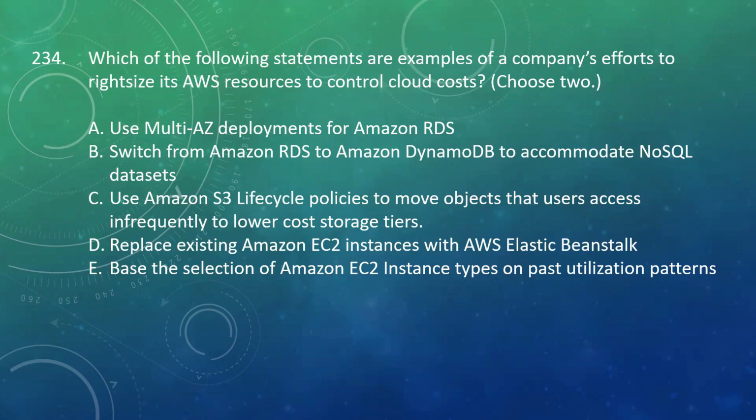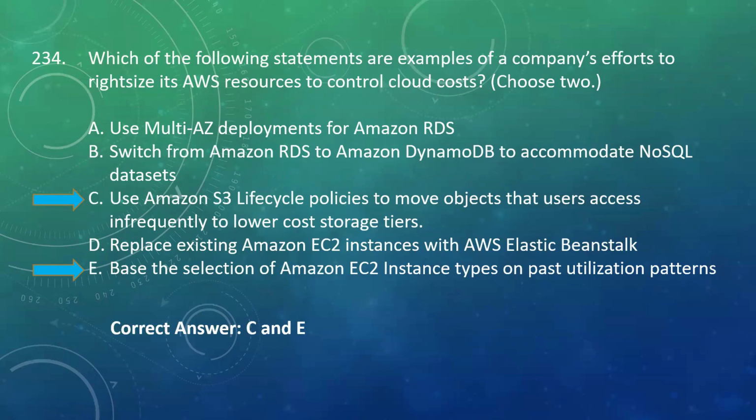And the options are: use multi-AZ deployments for Amazon RDS; switch from Amazon RDS to Amazon DynamoDB to accommodate NoSQL datasets; use Amazon S3 lifecycle policies to move objects that users access infrequently to lower cost storage tiers; replace existing Amazon EC2 instances with AWS Elastic Beanstalk; base the selection of Amazon EC2 instance types on past utilization patterns. And the correct answers are option C and option E.